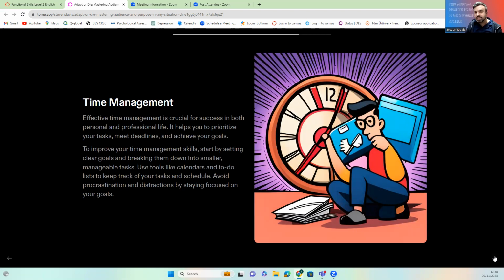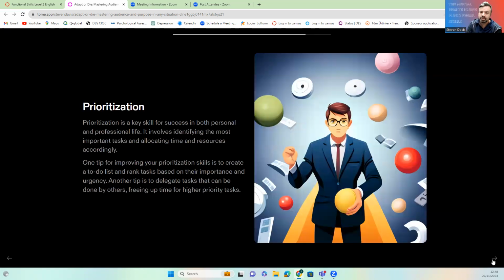Thinking about time management, effective time management is crucial for success in both personal and professional life. It helps us to prioritize tasks, meet deadlines, and achieve our goals. To improve your time management skills, start by setting clear goals, breaking them down into smaller, manageable tasks, and using tools like calendars and to-do lists to keep track of your tasks and schedules. Avoid procrastination and distractions by staying focused on your goals. Prioritization is key to success in both personal and professional life. It involves identifying the most important tasks and allocating time and resources accordingly.